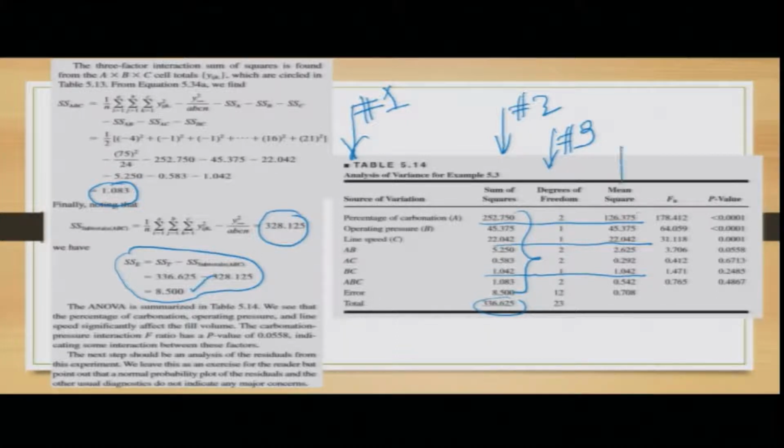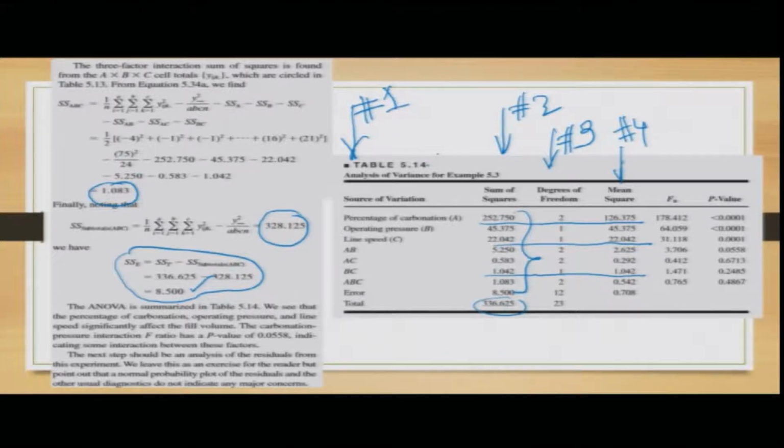So, once you have the mean square in column number 4, then you have the ratios of the mean squares giving you the F values, and then depending on the P values at the level of significance, you can say whether you agree or disagree with the hypothesis. So, it can be extended for A, B, C factors and so on and so forth. The ANOVA is summarized in table 5.14, which is here as I am mentioning. We see that the percentage of carbonation, which is factor A, operating pressure and the line speed, which are factors B and C, significantly affect the final volume. The carbonation pressure interaction F ratio has a P value.